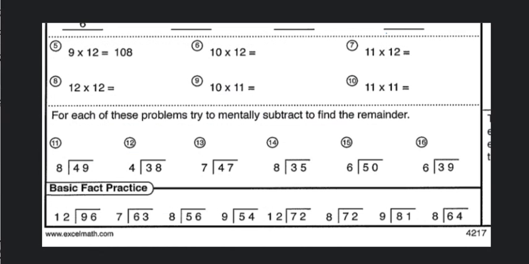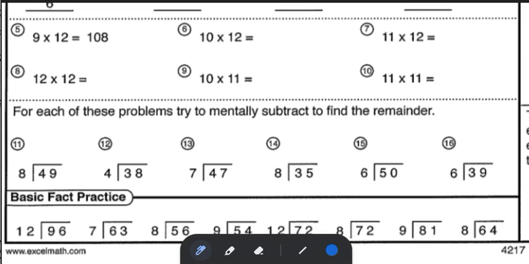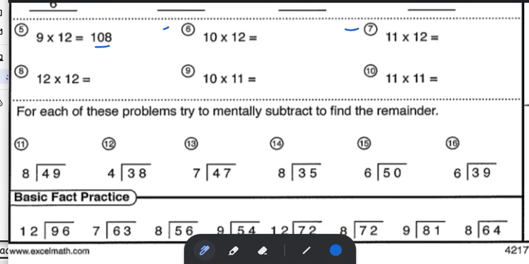Now we're going to be looking at some multiplication problems. First one here, 9 times 12 is 108. The easiest way to solve that is to do 9 times 10, that's 90, and then 2 times 9 is 18. So 90 and 18 makes 108. I'd like you to try to solve 6, 7, 8, 9, and 10. Pause the video and then turn it back on so you can see the answers.